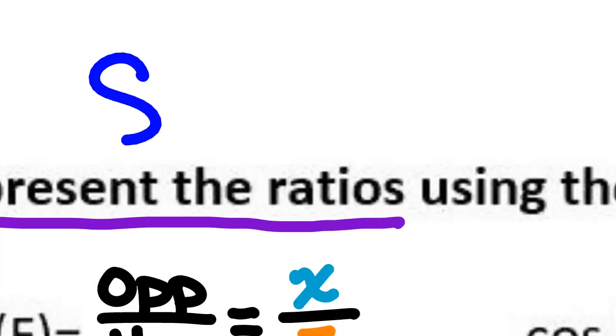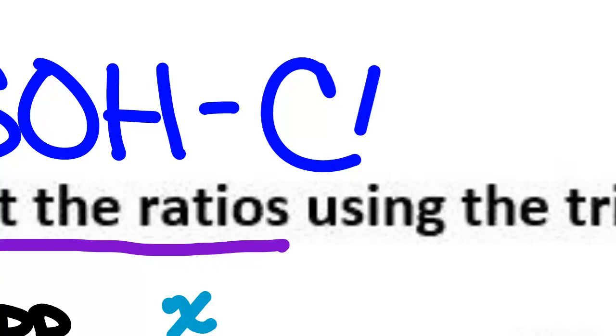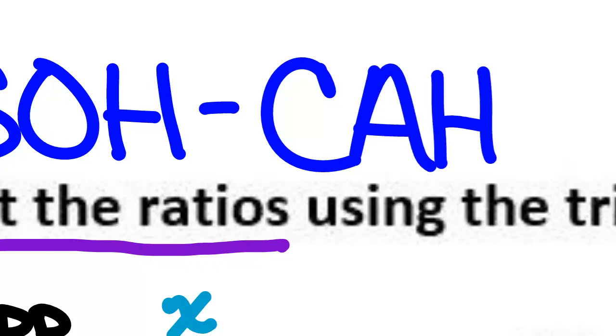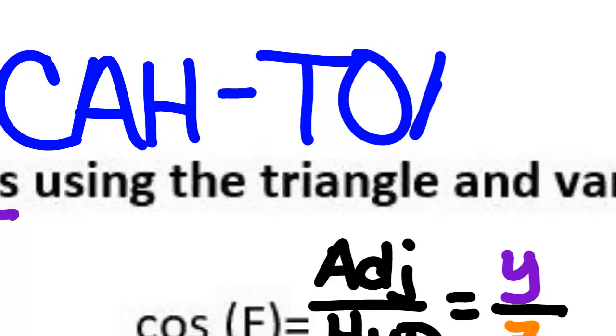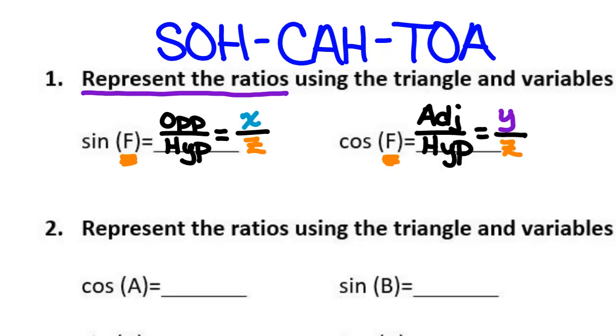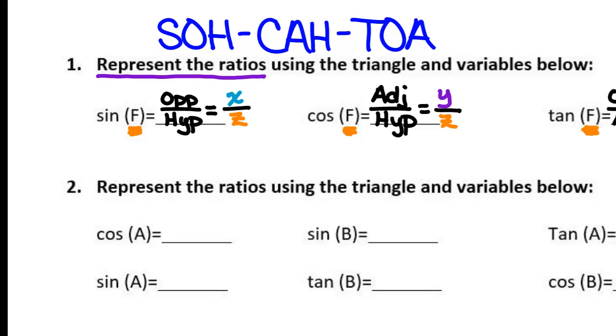So again, we have the acronym SOH, S-O-H, CAH, C-A-H, and TOA, T-O-A. The SOH tells us sine is the ratio of opposite divided by hypotenuse. CAH means that cosine is the ratio of adjacent over hypotenuse, and TOA tells us that tangent is equal to the ratio of opposite divided by adjacent.